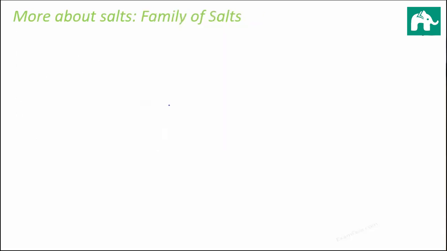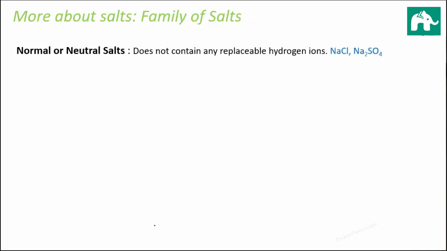Now, since there are so many different types of salts, let's talk about the family of salts. We have categorized them into different types. First is normal or neutral salts. They do not contain any replaceable hydrogen ions, and that's why they are neutral. For example, NaCl like common salt, and Na2SO4.